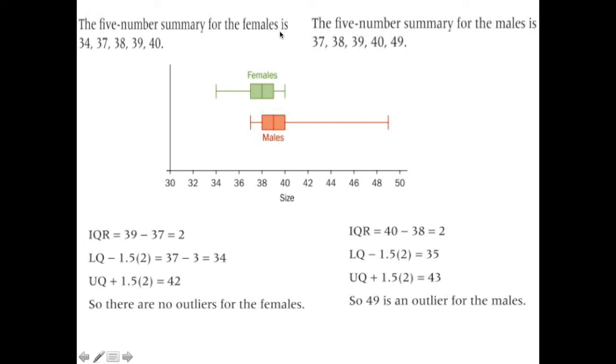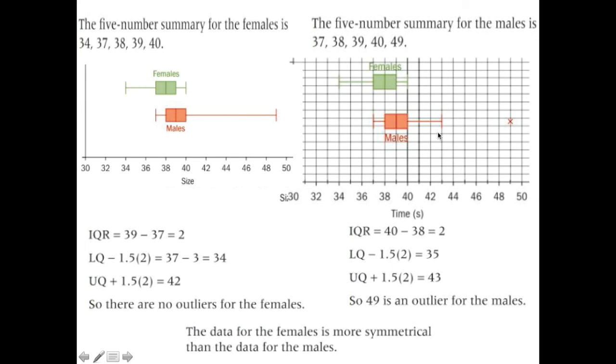So that means that I would have to retrace my graph, and this is how it would look. I would have indicated here the outlier, and the ending of the whiskers would be at 43 because that's the upper limit. And you can see the difference between what you would have if you didn't identify the outliers and how it looks if you identify the outliers, okay?